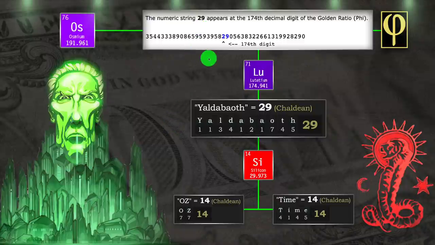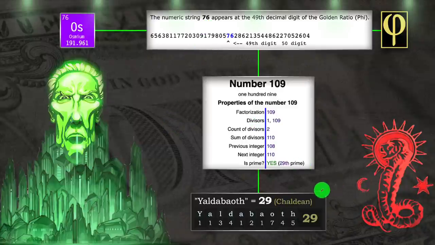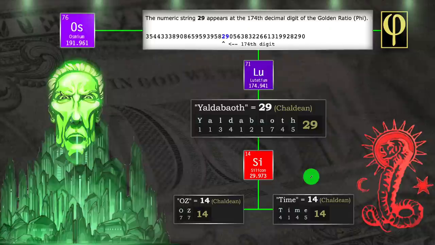And what about that 29? So we go back up here. So we left off with this Yaldabaoth, found from the Wizard of Oz in the digits in the golden ratio. So what about that 29? Well, if we put the 29 in the string of the golden ratio, look at where it appears. We get to Lucifer now. Lucifer, in my opinion, is the sun.